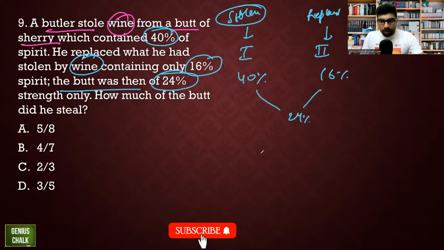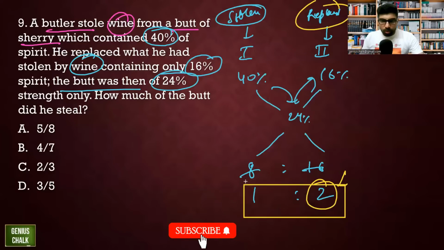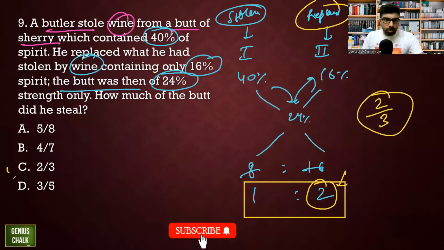24%. So apply alligation. 24 minus 16 is 8. 40 minus 24 is 16. So this is 1:2. Now you can see that 2 is the quantity replaced out of the total. What is the total? Total is 3. That means 2/3 has to be my answer, right? So this question is to be done by the alligation method.